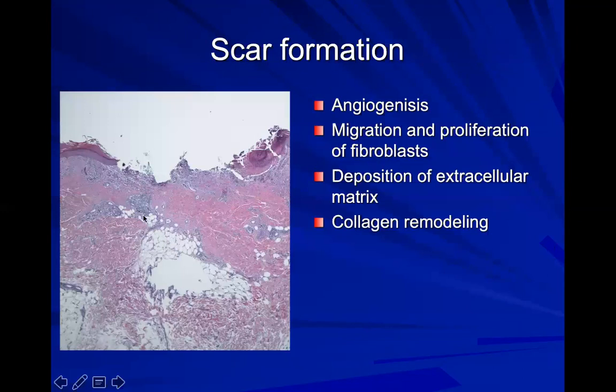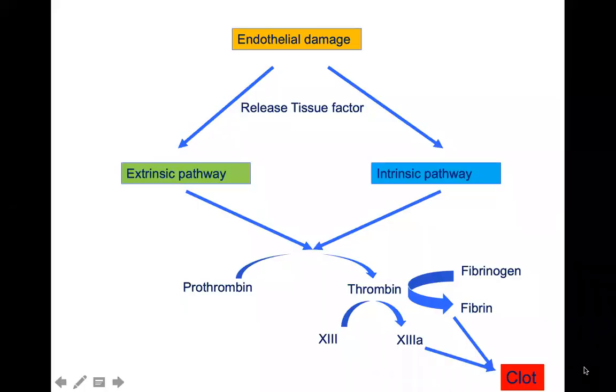So just to review scar formation, well, what happens when you build a scar? You start with granulation tissue. You have angiogenesis. You got to bring blood vessels in to feed your new scar. You migrate your fibroblasts and you proliferate them. You build your extracellular matrix, and then you remodel your collagen, and you have a whole bunch of inflammation in there while you're doing it.